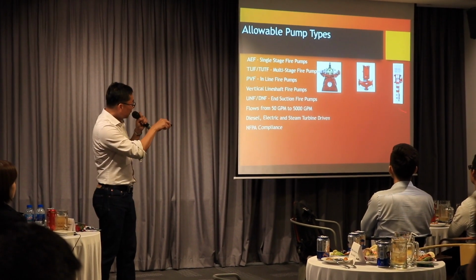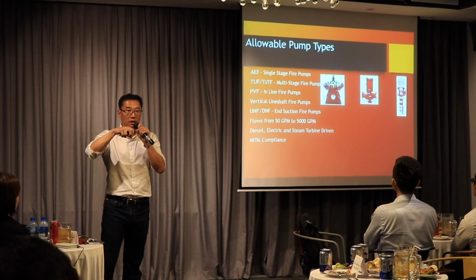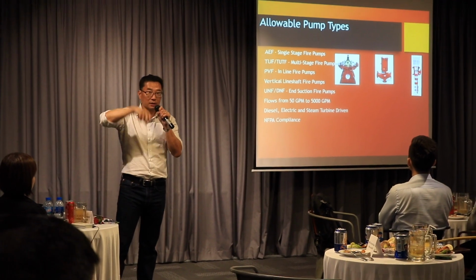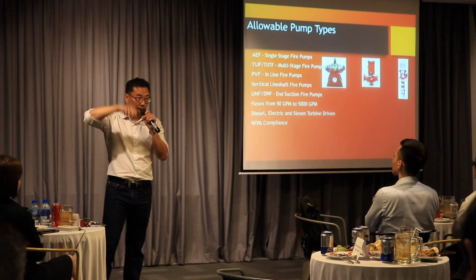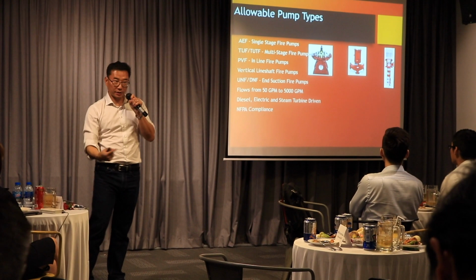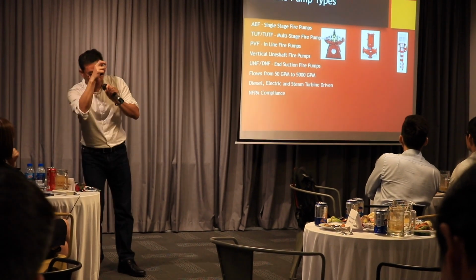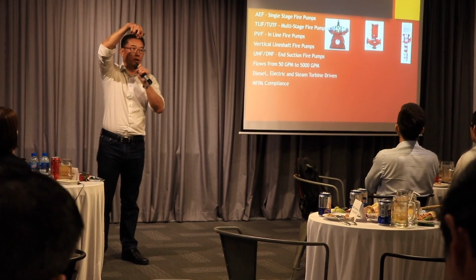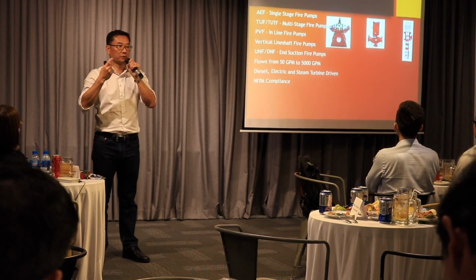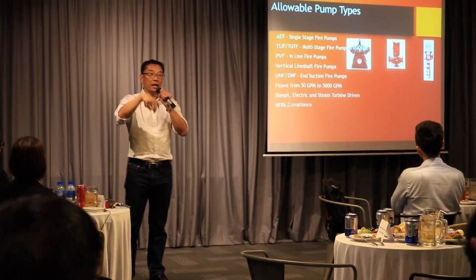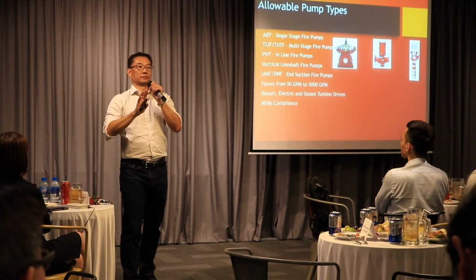But for vertical turbine, you must not use a sump pump. There's some in Australia that allow it. Single stage, use the end suction, turn it upside down, put a column pipe, put the motor outside, it becomes a vertical turbine. Cannot, eh? But NFPA 20 also doesn't allow.